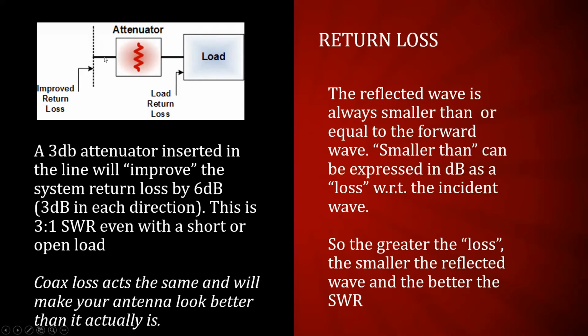Now, I'm going to show you a chart in a second. 6 dB return loss is exactly 3 to 1 SWR. So you might think, okay, my antenna's 3 to 1 SWR is not all that bad. But if you have a 3 dB insertion loss in your coax, you can have a short circuit for an antenna, and it's not going to work very well, even though you're only measuring 3 to 1 SWR. So your coax loss acts the same as the attenuator and will make your antenna look a whole lot better than it actually is, which is why you want to do your reference plane as close to the antenna as possible on a lossy line.